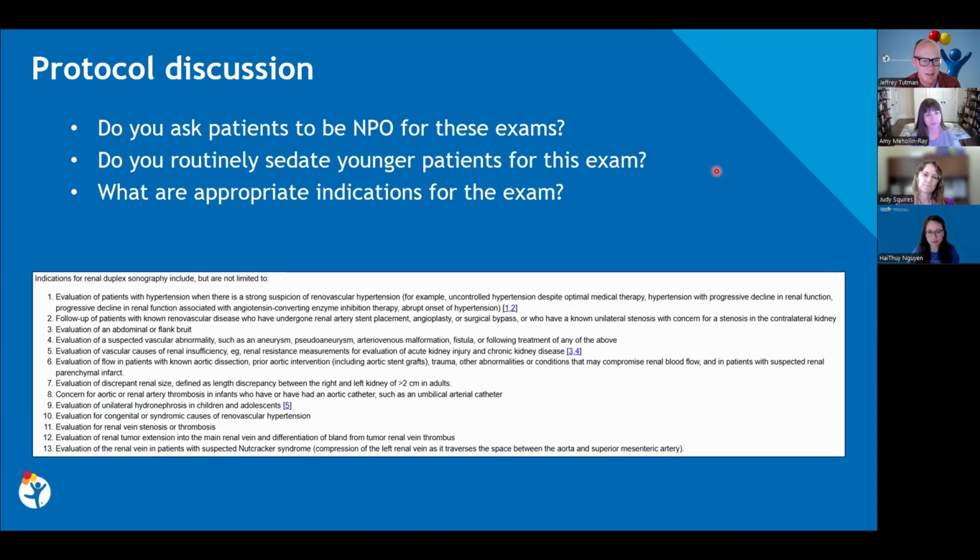I wonder if it's more common in the international population. I don't know if other countries are practicing differently here, but at least in our U.S. population, I am not aware of anybody routinely sedating patients. I mean, this can be a really technically challenging examination. You have a wiggly toddler, but we're not ever really performing sedation for these patients.